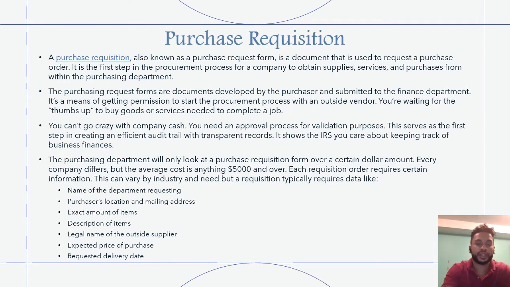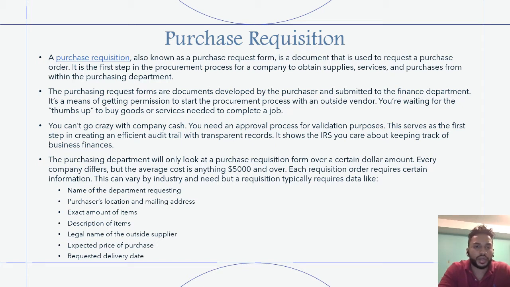Okay, what's a purchase requisition? So, a purchase requisition, also known as a purchase request form, is a document that is used to request a purchase order. It's the first step in the procurement process for a company to obtain supplies, services and purchases from within the purchasing department. So a purchase requisition is basically a form that you fill out if you're trying to purchase something in a company. Purchasing request forms are documents developed by the purchaser.